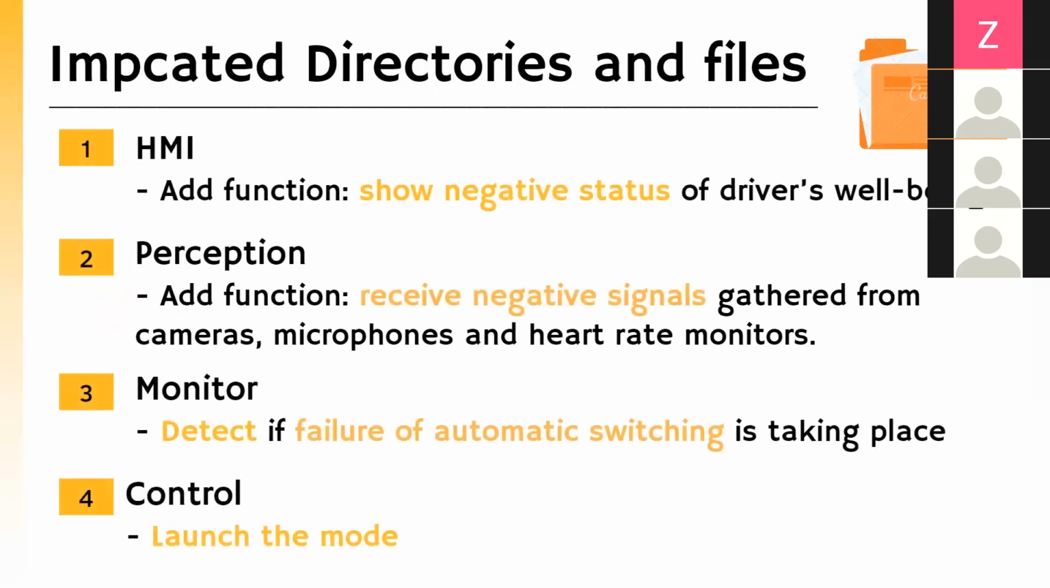As mentioned in the previous part of this report, the HMI, perception, monitoring, and control subsystems will be impacted. Firstly, HMI will add functions of showing negative status of the driver's well-being. Secondly, the perception will be able to receive negative signals gathered from cameras, microphones, and heart rate monitors. Thirdly, the monitor module will be used for detecting if failure of automatic switching is taking place. Finally, the control module is used to launch the mode when the driver selects the mode from the user interface.